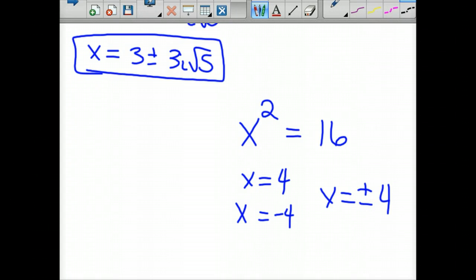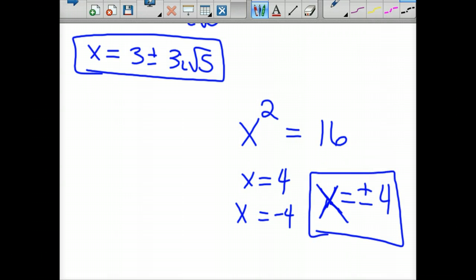And the plus or minus, we write it that way just because math people in general try to minimize the number of symbols we use. We give you enough witchcraft. They try to simplify it as much as possible. So x is equal to plus or minus 4. There's two answers there. And you could do another example.